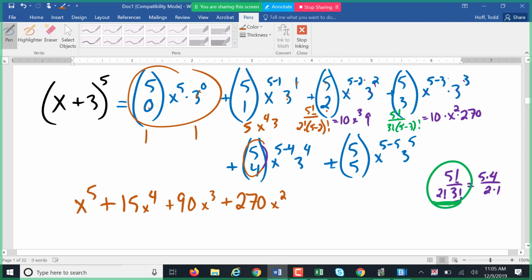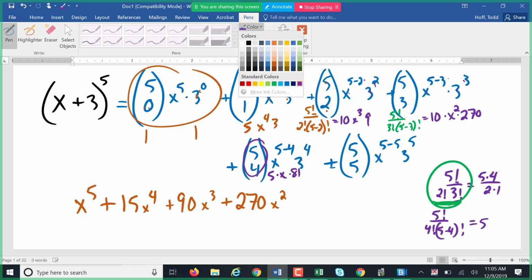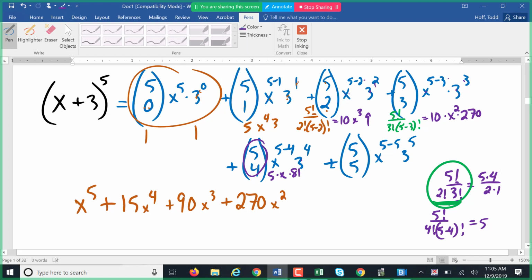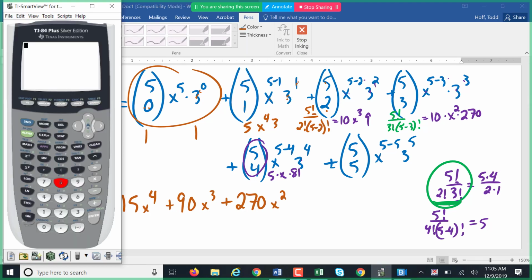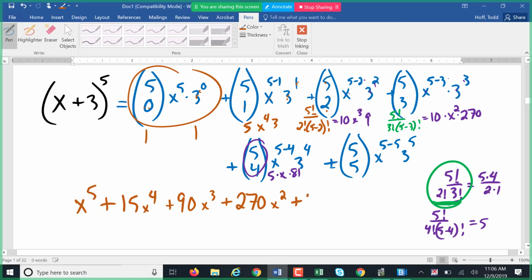Next, we have 5 choose 4. Well, that's 5 factorial over 4 factorial, 5 minus 4 factorial, which ends up being 5. So that's 5 times x to the 5 minus 4. Well, 5 minus 4 is 1, so that's just x. 3 to the fourth is 81. So I've got 5 times 81 is, what's that, 405? It is 405. So that's plus 405x.